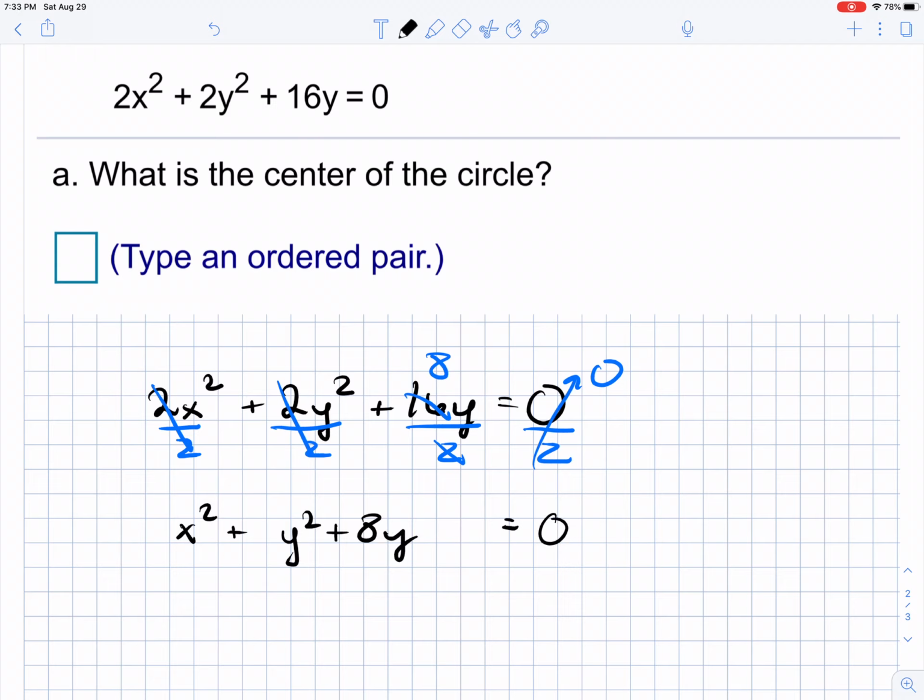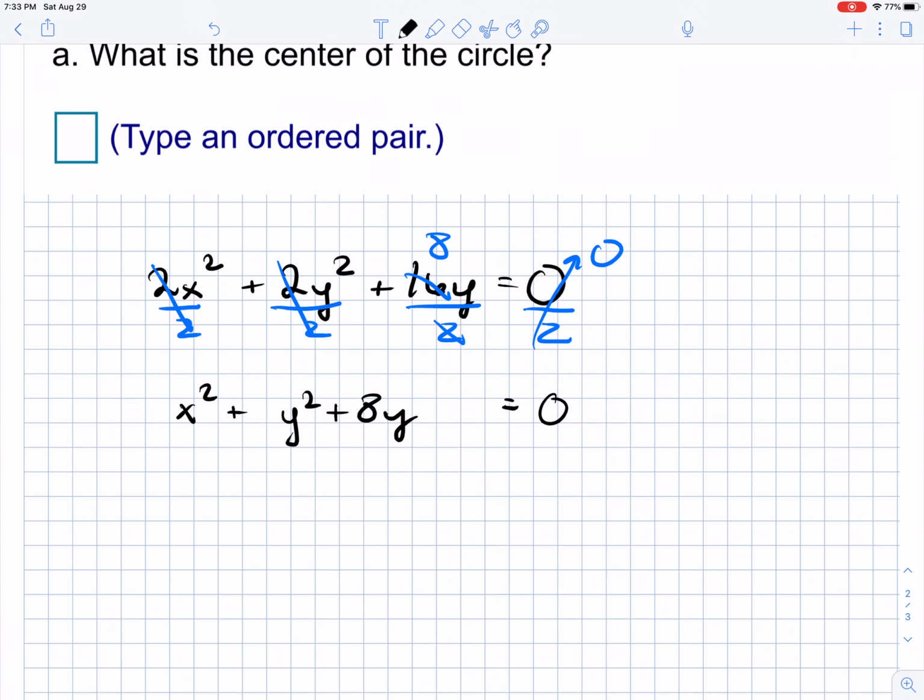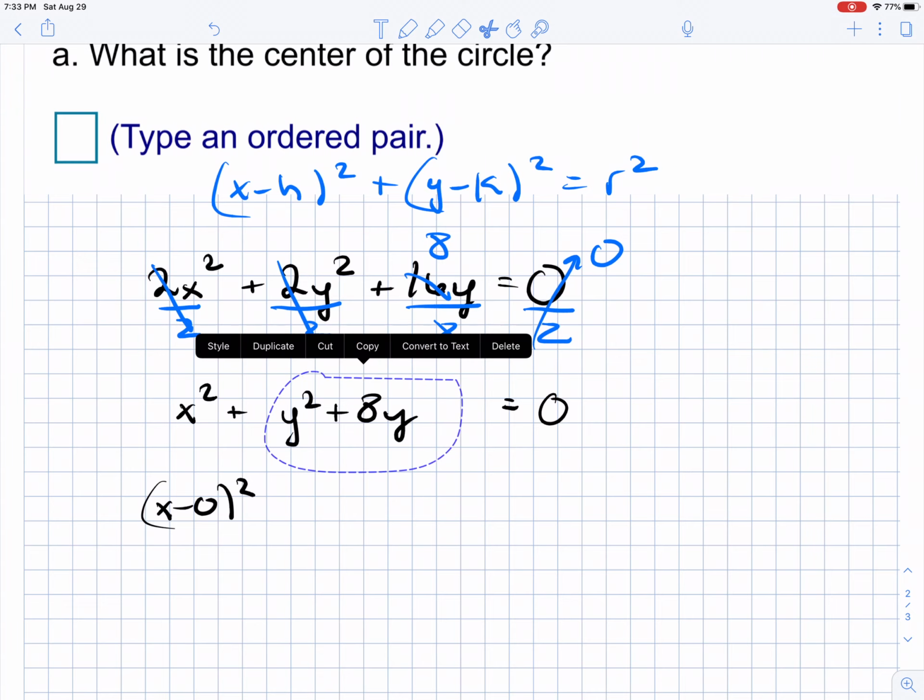So we're trying to get it to the standard form of the equation of a circle. Because there are no other x terms, we can rewrite this x as x minus 0 squared. Remember, the goal is to get it to the form x minus h squared plus y minus k squared equals r squared. So now we can see that our h is 0.